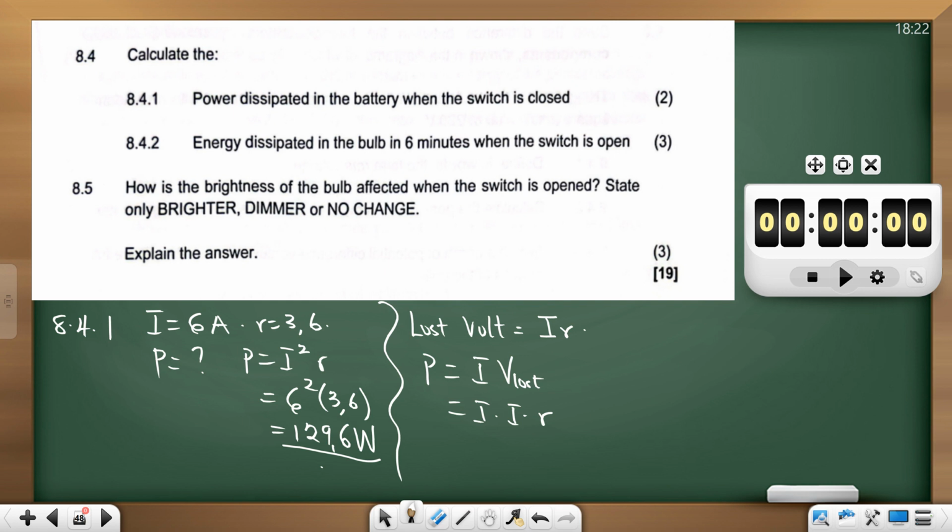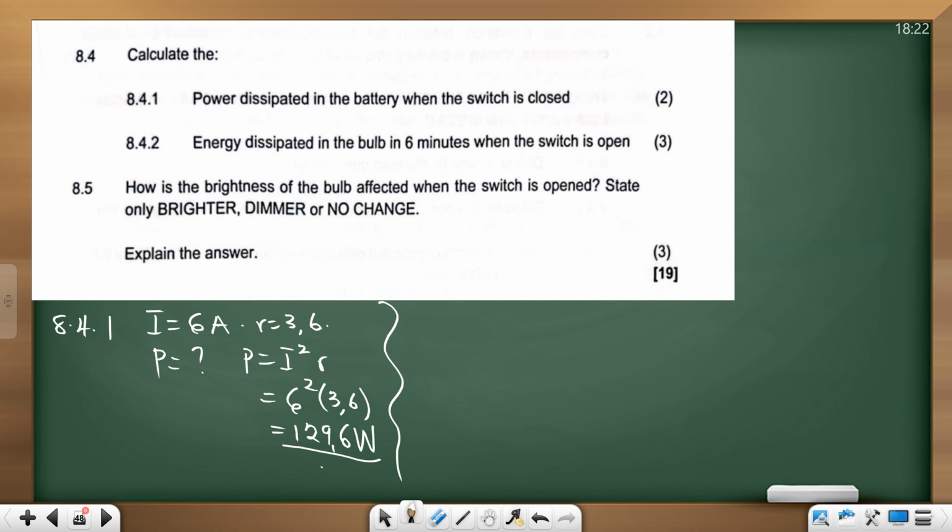But always write the formula. Always. Always write the formula. That is teacher dash.